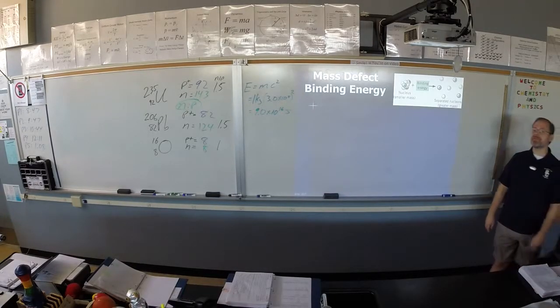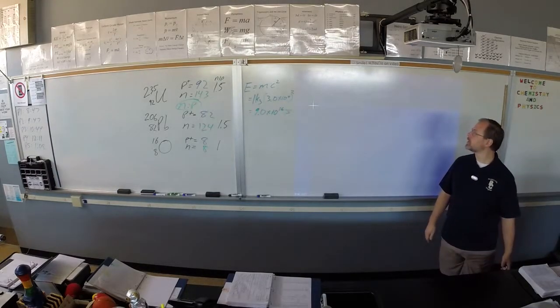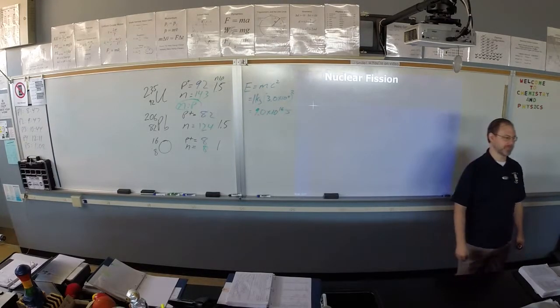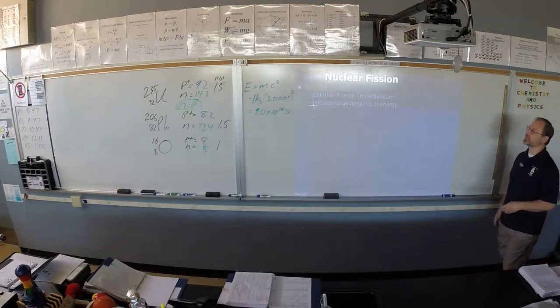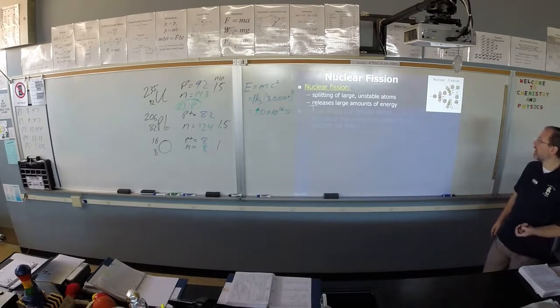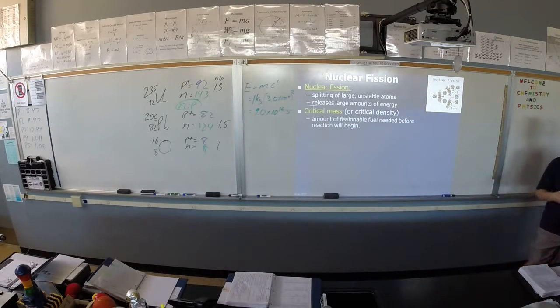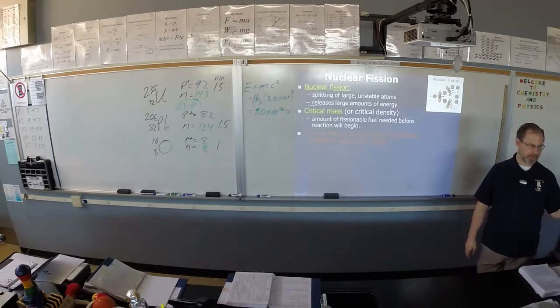Okay, we're going to talk about mass defect next week. We're going to skip this over until next week. Finding energy. Okay, nuclear fission. Nuclear fission, we talked about this briefly last time, is the process of taking big things and breaking them apart. And when we break them apart, they release energy, according to our E equals mc squared.